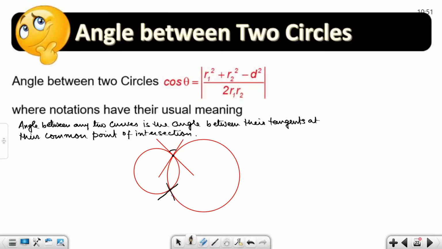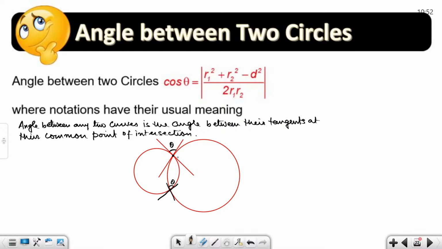But yes, in case of circles, since the circles are symmetric, this angle and this angle will be the same. If this angle is your alpha, then this angle is also your alpha. Are you getting my point? Or if you write this angle is theta, then this angle is also theta. So I'm not considering the second part, I'm only considering the first one because they will be the same.